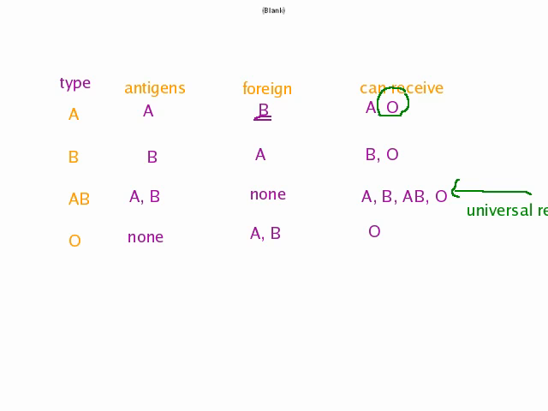And if you see that type O is in each one of these, that is why we tend to call type O the universal donor. That's also why if you don't know a person's blood type, you use type O blood, because you know it won't elicit an antigen response because it doesn't have any antigens on its surface. So if you don't know someone's blood type, type O is the safest option.